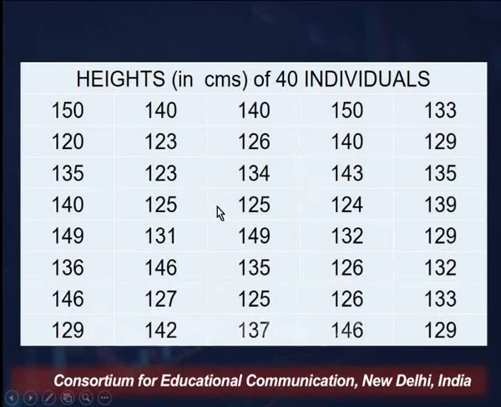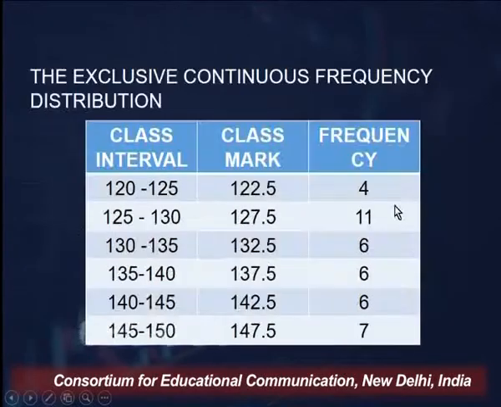Now I want to obtain the frequency of the interval 120 to 125. That means all the observations which are greater than or equal to 120 but strictly less than 125. So 120 gets included, 122, these two 123s get included, 124 gets included, but 125, which is occurring many times, doesn't get included in this class interval. Therefore, the frequency is 4. So the frequency of the class interval 120 to 125 is 4, and then 125 to 130 is 11.